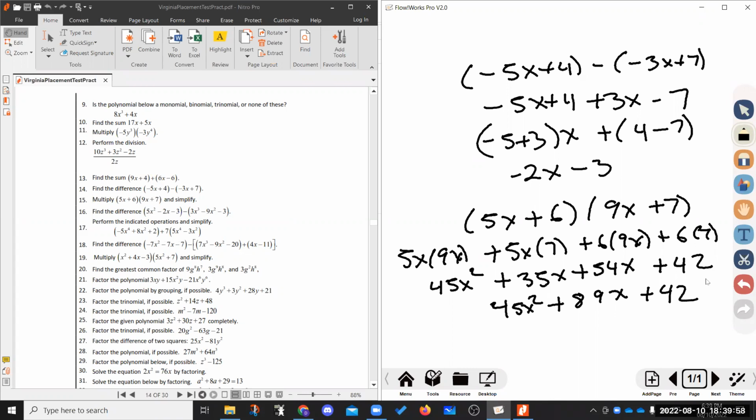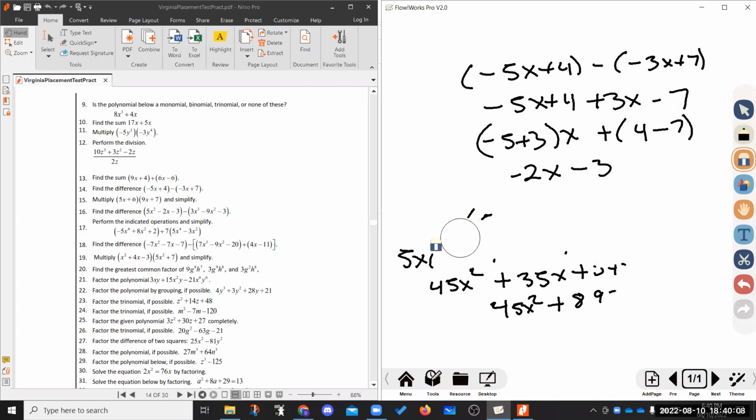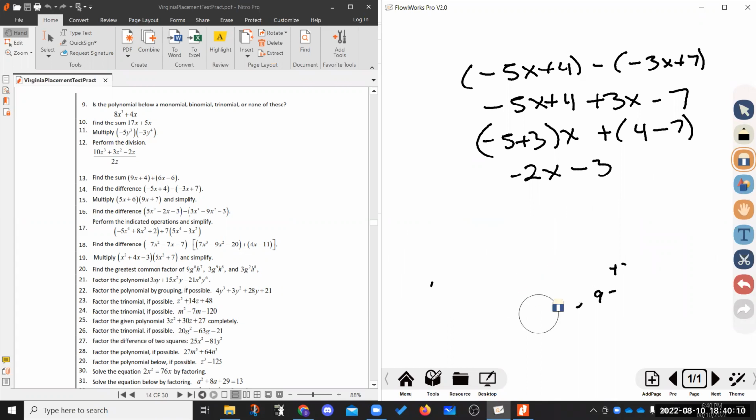We don't always have a binomial times a binomial, so when we multiply, we're going to have to look down here at number 19 to see how we're going to do it when we have more terms, but it's the same idea. We'll get there.